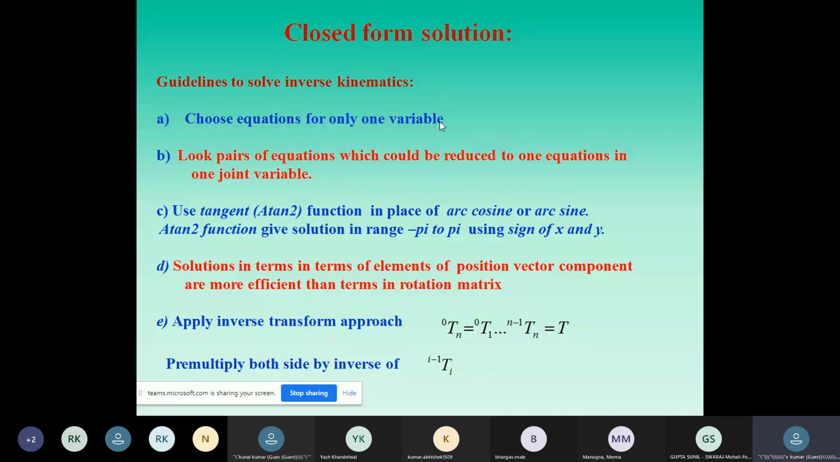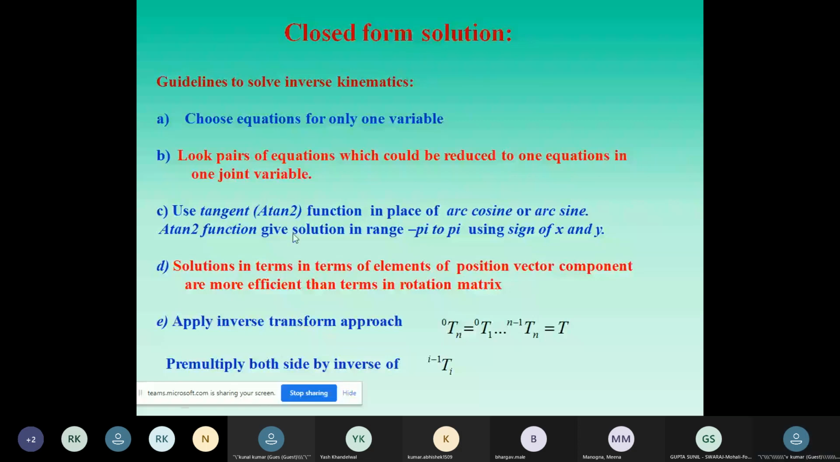Suppose that no such equation is there, then we find equations which have two variables that can be reduced into one variable. Suppose sine theta and cos theta appear as functions; if we divide, we get tan theta. That may be a function of only one variable. So we choose that type of variable.